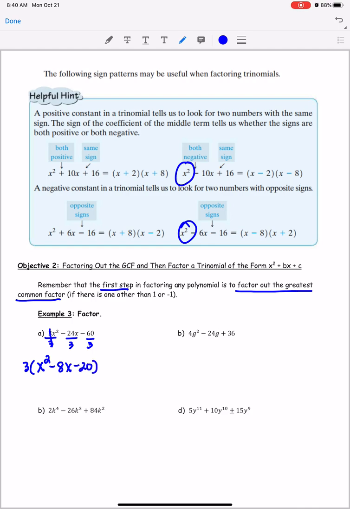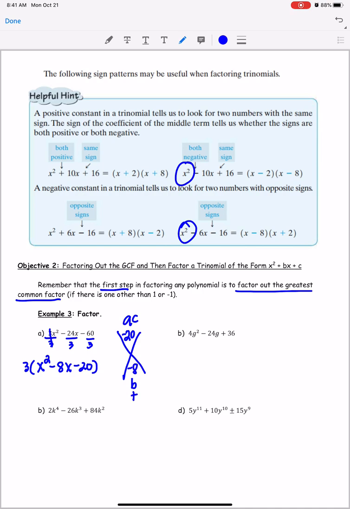So if you're making a chart now, you're not using these numbers here. We're using our new numbers down here. So if you're making a chart, you would do negative 20, what multiplies to it, and then what adds up to a negative 8. So that's what your chart looks like. You're not using the 3, the negative 24, and negative 60. Okay, you're using this trinomial right here. But we're using an x. So with an x, now my a times c is the same thing. It's 1 times negative 20. My b term is this negative 8.